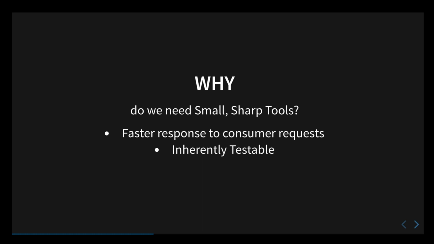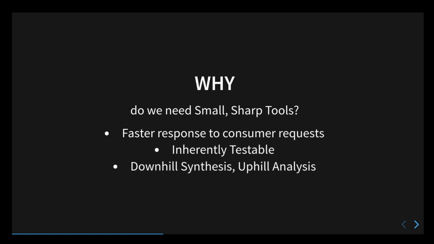Small, sharp tools make things inherently testable because, again, each tool only does one thing. So the space of your testing criteria becomes smaller. Is this tool doing the right thing? If the right thing can be easily defined because the scope of requirements is very small, it's easier to test the output of that tool to see if it is doing the right thing.